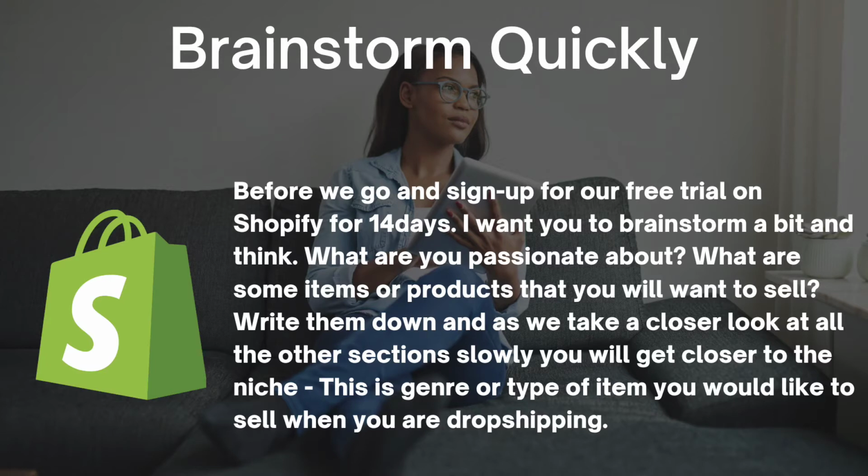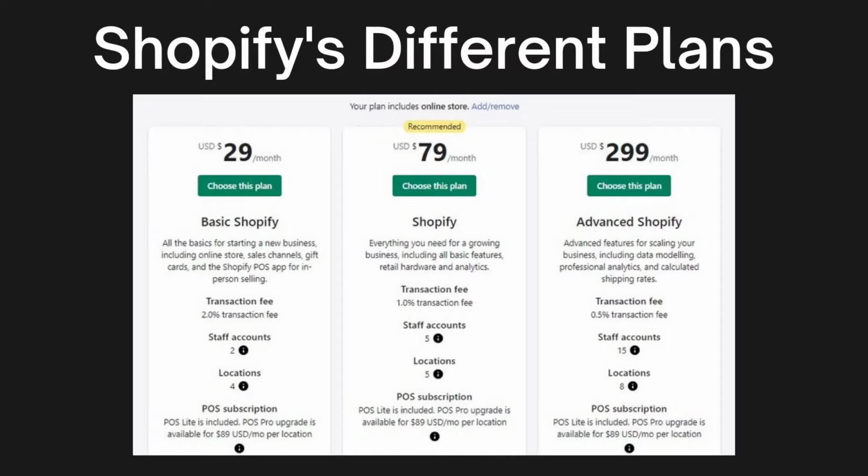So maybe some of you are asking, what is a niche? A niche is the genre or type of item you would like to sell when you are dropshipping. Some of you might like to sell electronic products, some of you might like to sell pet products. Some of you might like to sell some clothes or some merchandise, things like that. So maybe brainstorm a little and think, what is it that you are likely to sell?